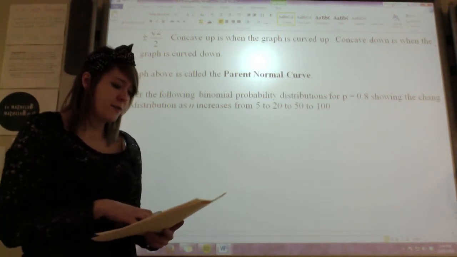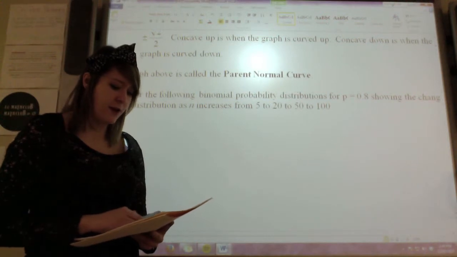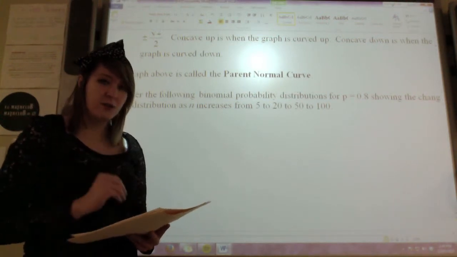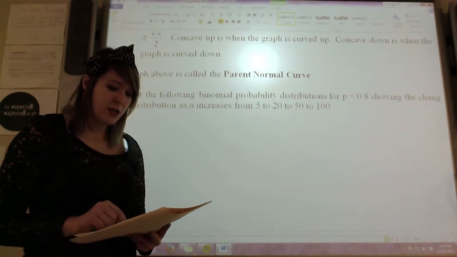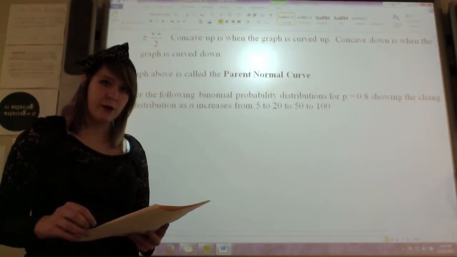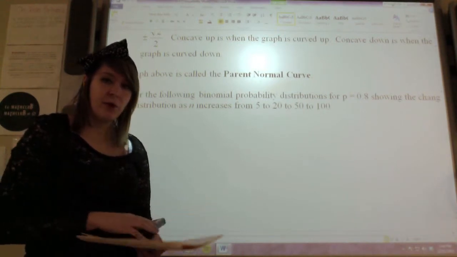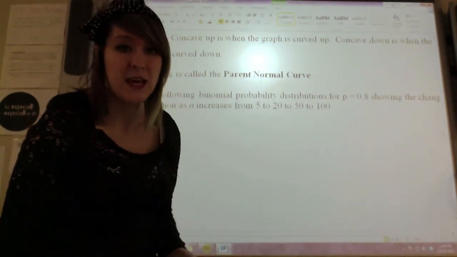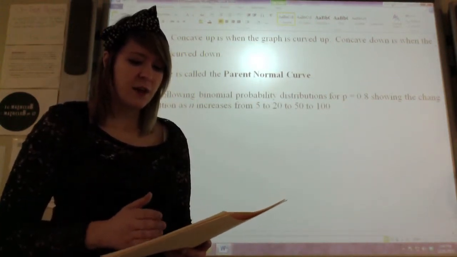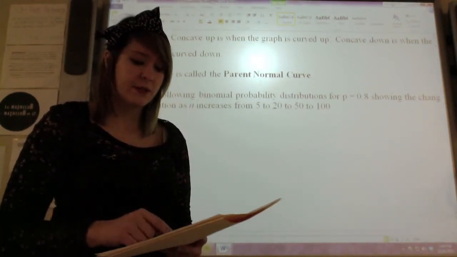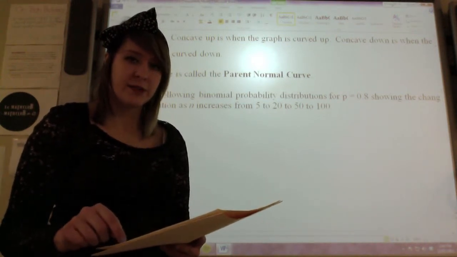Looking at the first graph, it's kind of hard to tell what's going on. But as we continue moving up and up and up, you should notice that we're turning into more of this bell curve here. And you should also notice that this has a probability of 0.8. That's like 80%. And each of the highest points of this graph are around 80% of the number of trials that I have.